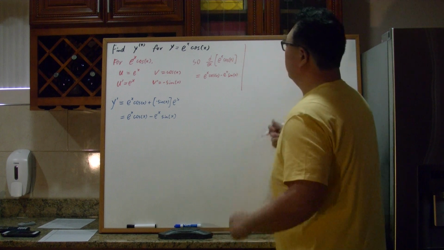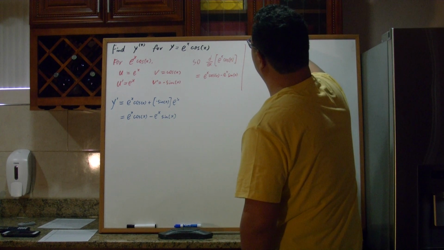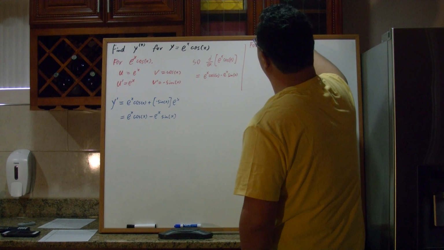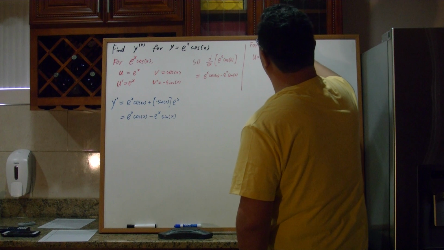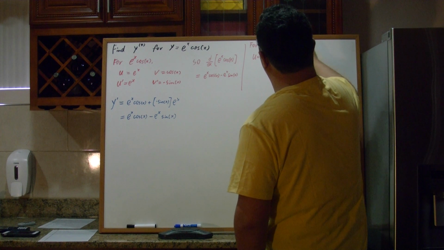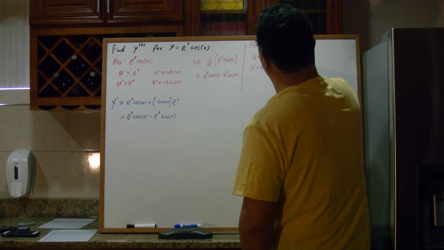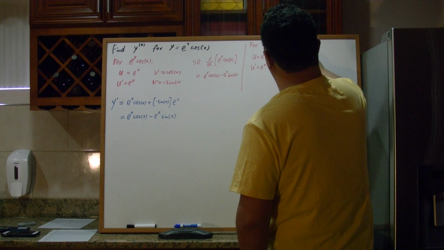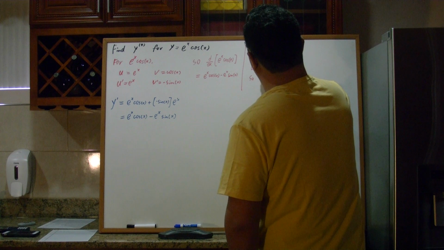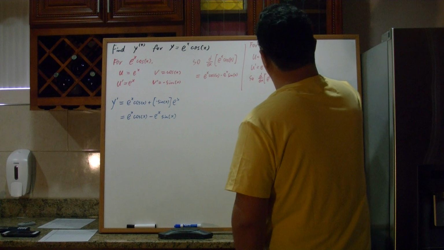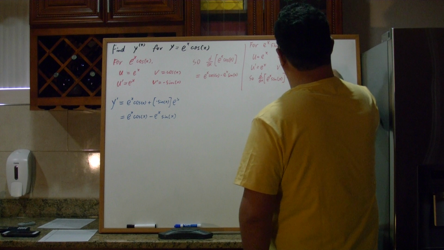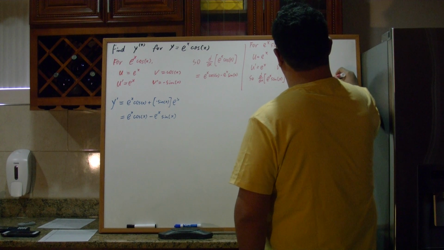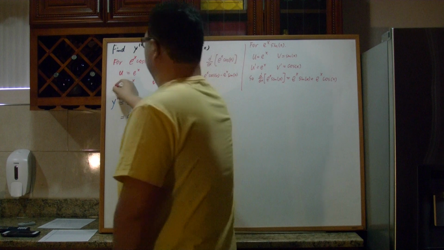Then what we could do is find the derivative of e to the x sine x. We do the same thing: u is e to the x, v is sine x. u prime is e to the x, v prime is cosine x. So d dx of e to the x sine x is e to the x sine x plus e to the x cosine of x.